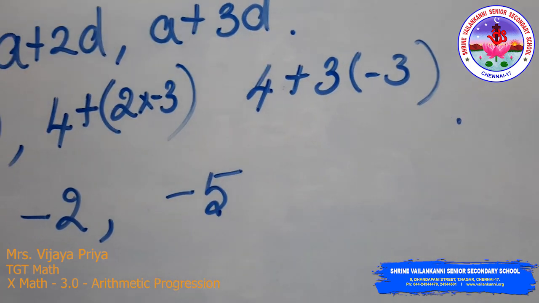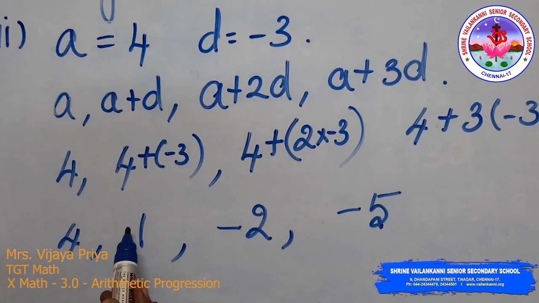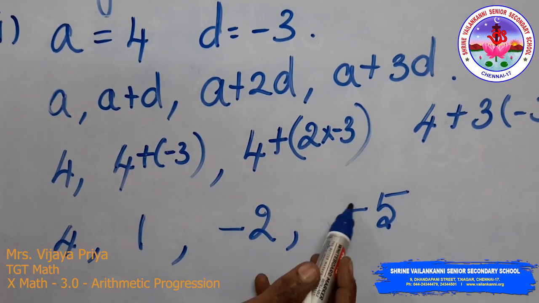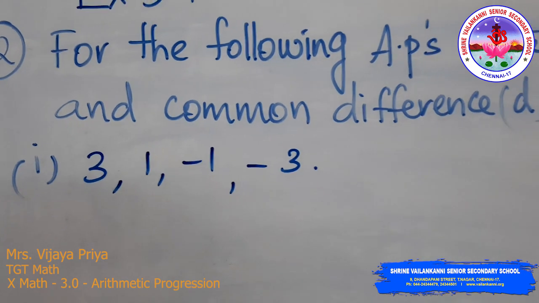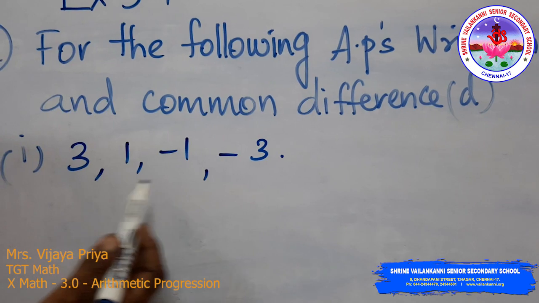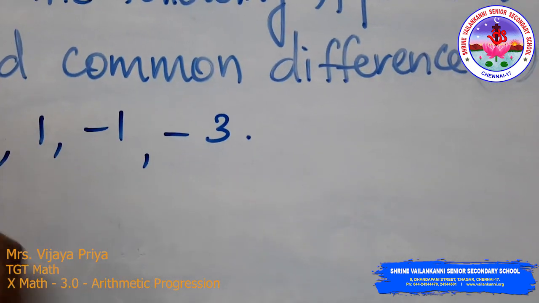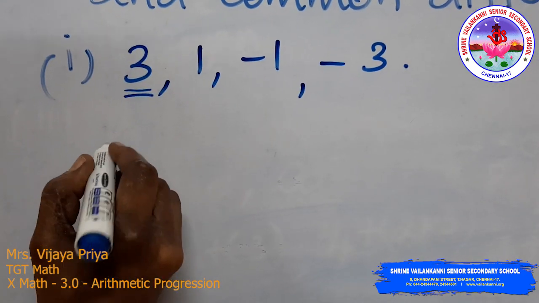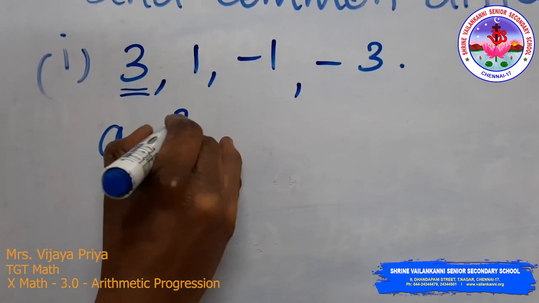So I framed the four terms of an AP where each term is obtained by adding the common difference minus 3 with the preceding term to get the succeeding number. For the following AP, write the first term and the common difference. So he has given the sequence. From this sequence, I want to find the first term and the common difference where this sequence is in AP. My first number is called the first term of an AP. So I am writing a1 or a, which is equal to 3.